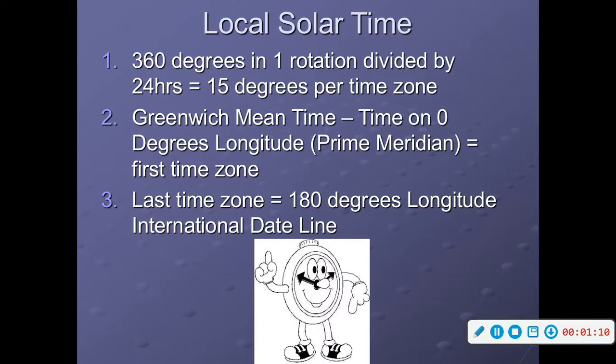Okay, local solar time. In general, there's 360 degrees in one rotation, divided by 24 hours in a day, and we get 15 degrees per time zone. So there's 24 time zones in the world, 15 degrees apart. And Greenwich Mean Time is the time at 0 degrees longitude, the prime meridian. That's the first time zone, so they base our time zones on Greenwich Mean Time.